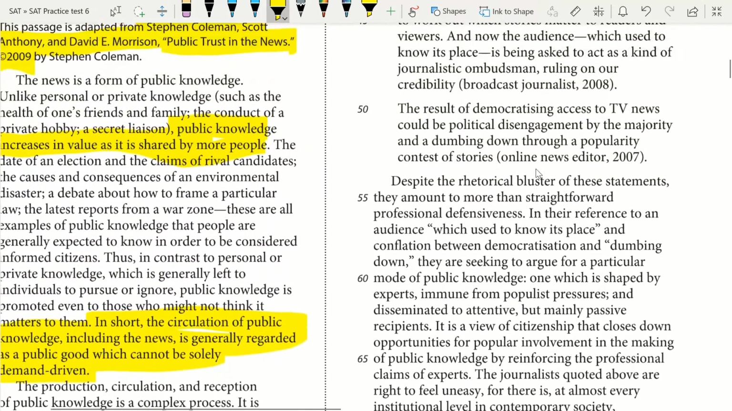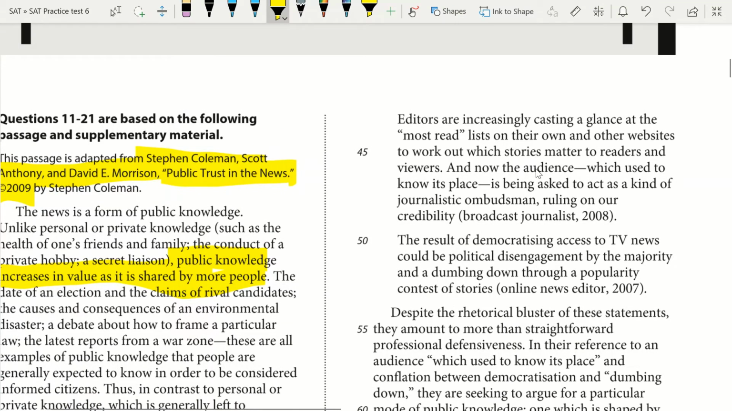Editors are increasingly casting a glance at most read lists on their own and others' websites to work out which stories matter to readers and viewers, and now the audience, which used to know its place, is being asked to act as a kind of journalistic ombudsman ruling on our credibility. The result of democratizing access to TV news could be political disengagement by the majority and a dumbing down through a popularity contest of stories.